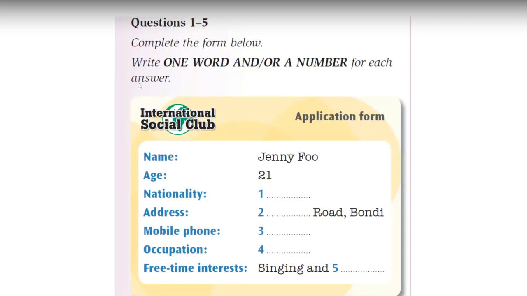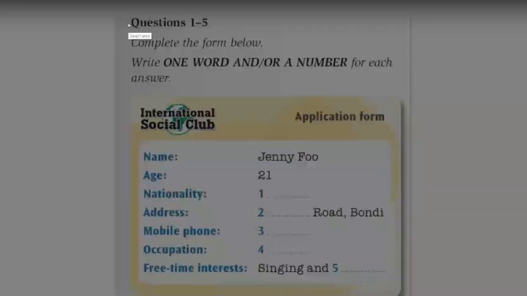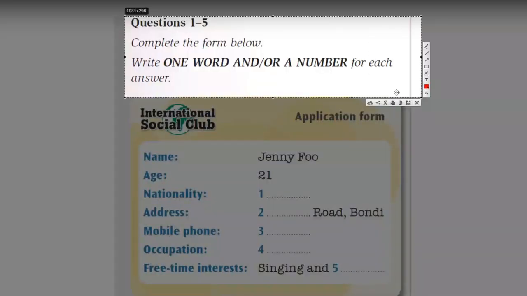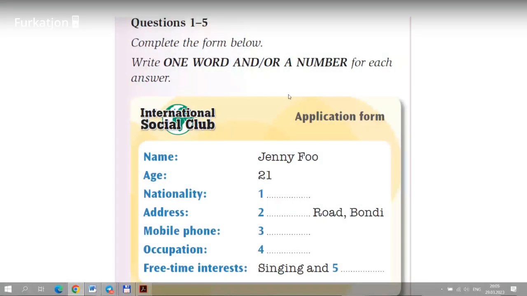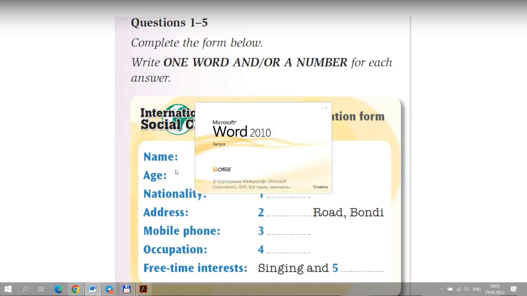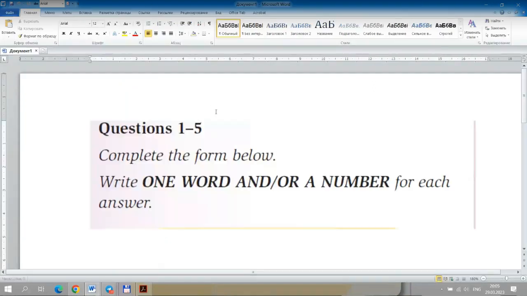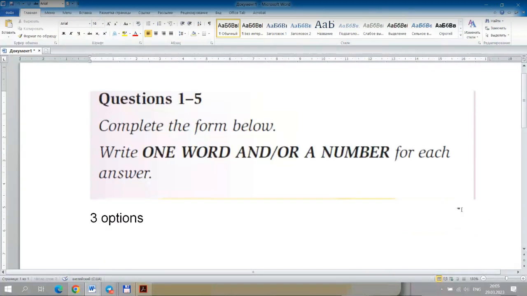So first off, it says one word and or a number. So let's focus on this for a second. So what does it mean? One word and or a number. And let me just clarify this before we start. So what does it mean? One word and or a number. So this means you have three options to write in the form.